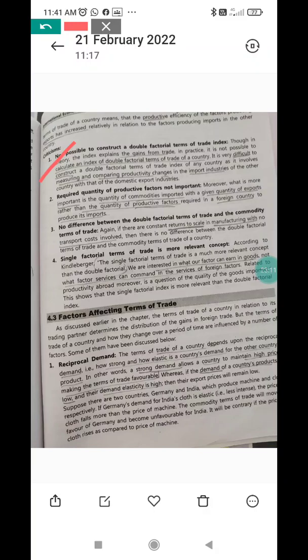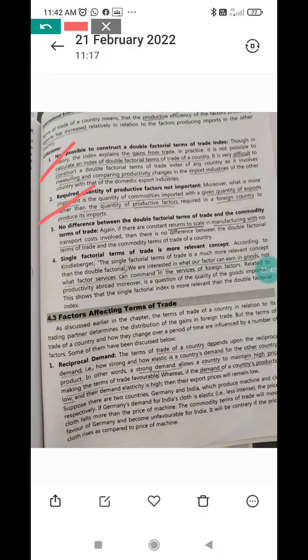See, there is measuring and comparing productivity changes in the import industry, which is in a foreign country, and the export industry, which is in the domestic country. So it is very difficult to calculate, measure, and compare. So it is not possible to construct a double factorial terms of trade index. Okay. So the next point here is that the required quantity of productive factors is not important.